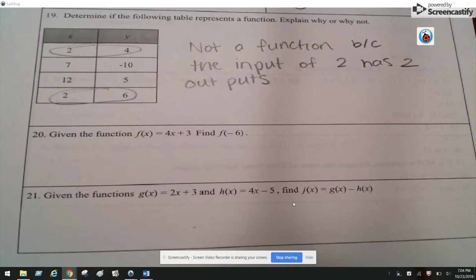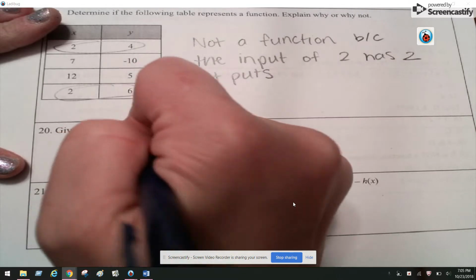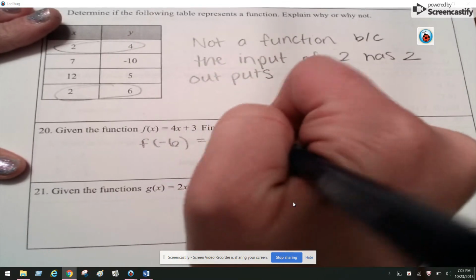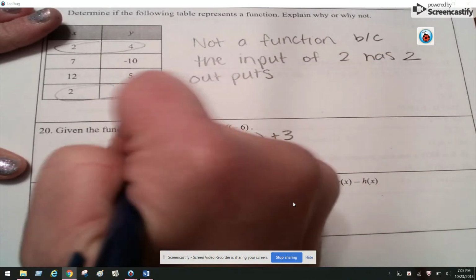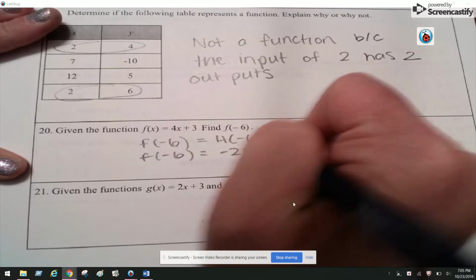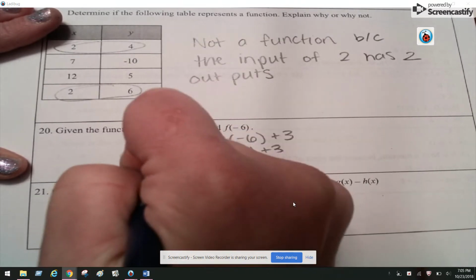Okay. For number 20 and 21, we're using the values here into our function. So they're asking us to find f of -6. So I'm going to replace my x with -6 and go through and solve from there. So I should get -24 plus 3, or f of -6 equals -21.